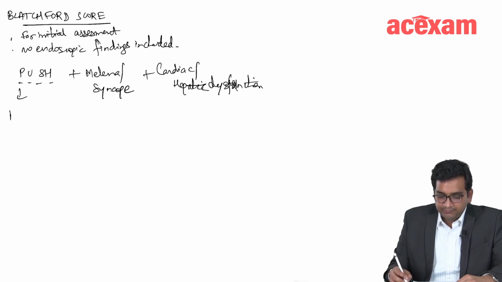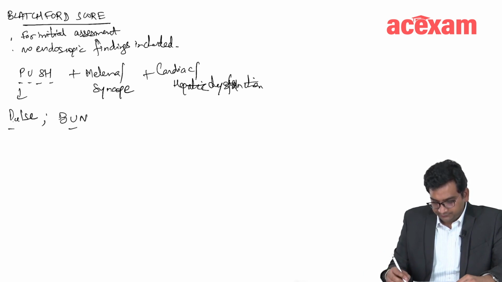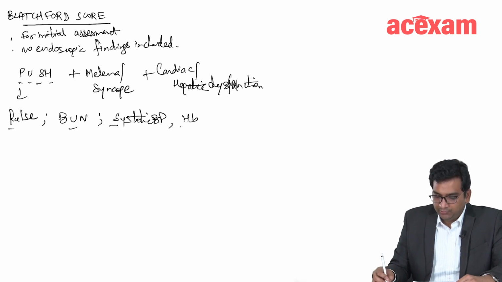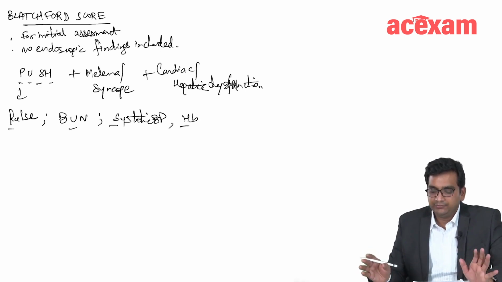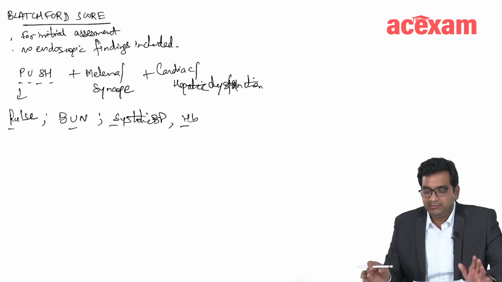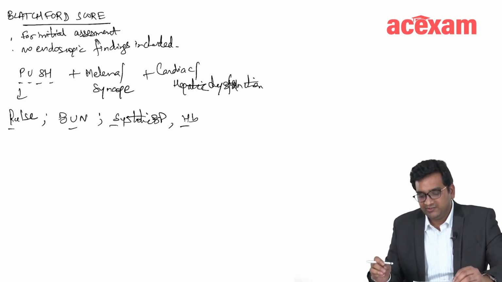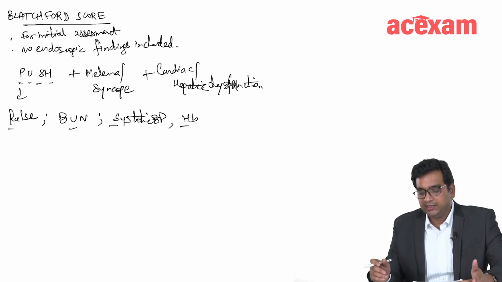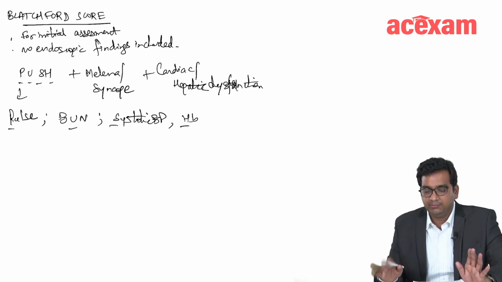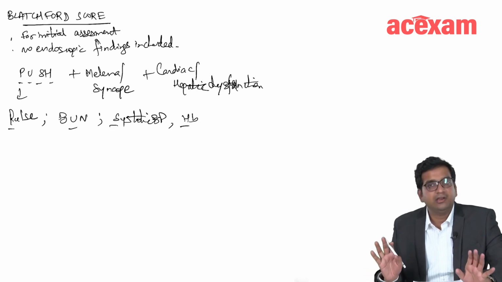This PUSH is pulse, then blood urea nitrogen, systolic BP, hemoglobin, and then presence of melena, syncope, cardiac or hepatic dysfunction. This is the Blatchford score. So whenever a patient is coming to us, we will be able to calculate the BP and pulse of the patient, and we will be able to send some basic investigations like blood urea nitrogen and hemoglobin. Along with that, we will be able to see whether the patient is having any cardiac or liver dysfunction or there is presence of any melena or syncope. On the basis of these findings, we will be able to calculate a Blatchford score.